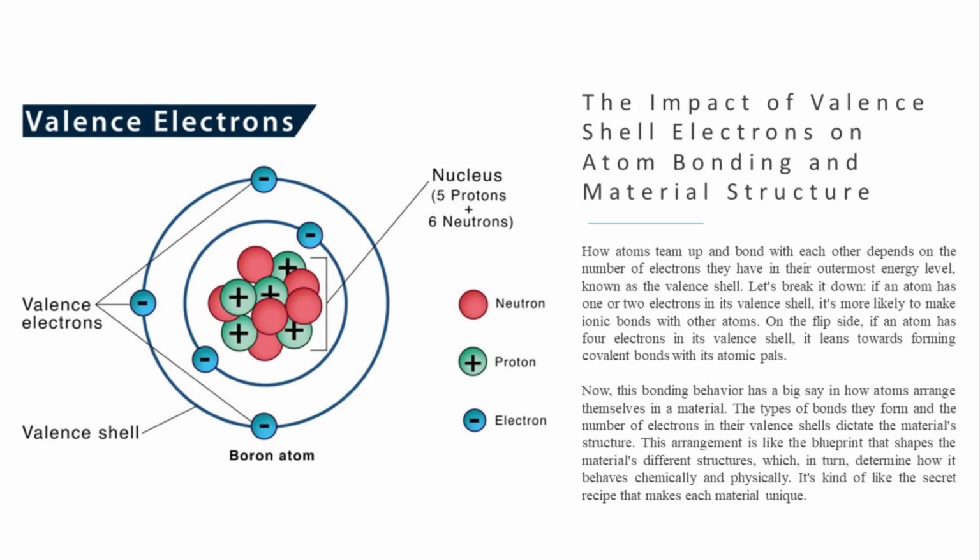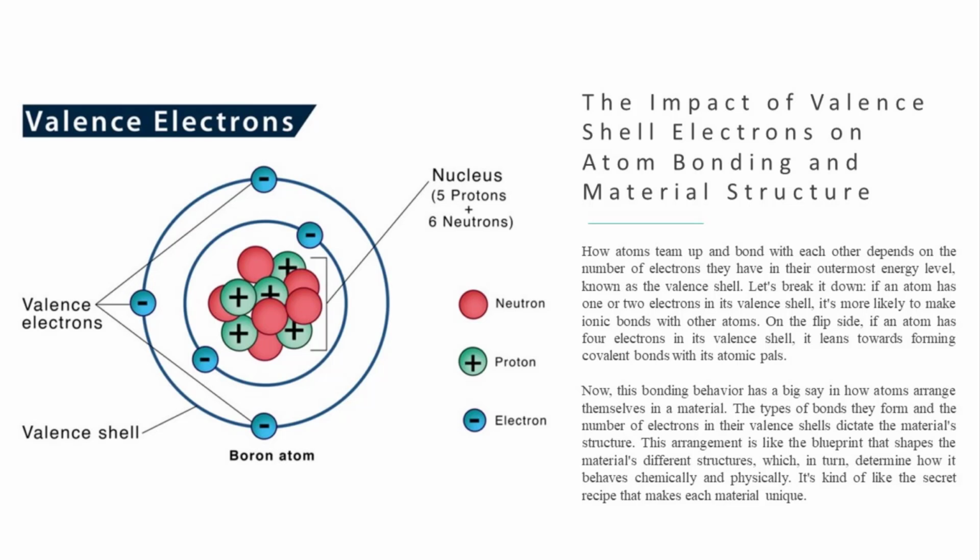The valence shell is simply the outermost layer of an atom where its electrons reside, and it plays a key role when atoms bond together. If an atom has one or two electrons in this outer shell, it is generally more inclined to form ionic bonds by transferring electrons to or from other atoms. This process creates charged particles that attract one another, somewhat like magnets sticking together.